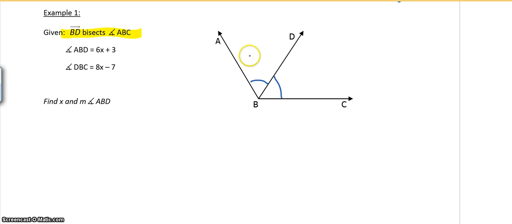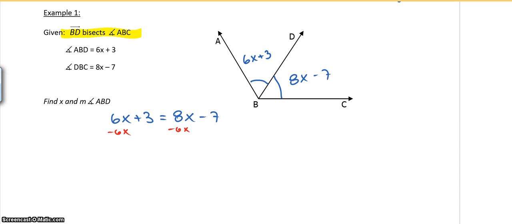So we know ABD is 6x plus 3, and DBC is 8x minus 7. We've already labeled them congruent, so we know that they're equal. We're not sure what they measure yet, but that's what we're going to find out. So 6x plus 3 is equal to 8x minus 7. We have our equation set up. Let's go ahead and solve.